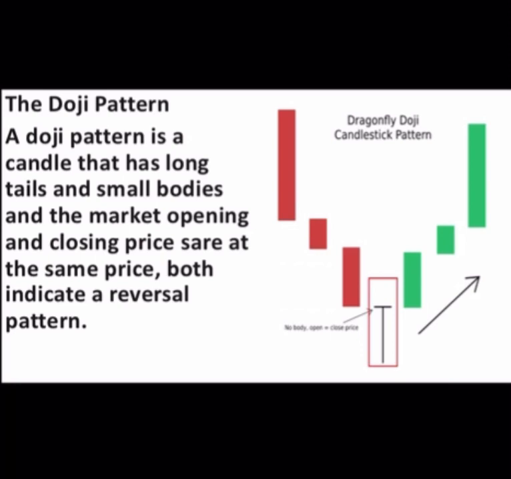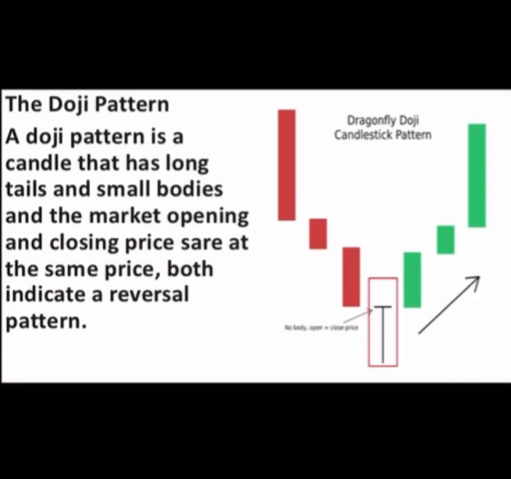So look at it closely again. I take what is written here. The doji pattern is a candle that has long tails and small bodies, and the market opening and closing price are the same, at the same price. Both indicate a reversal pattern.